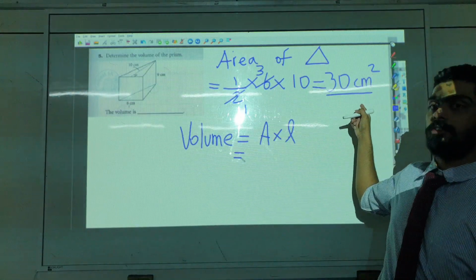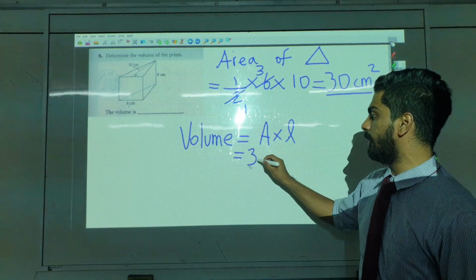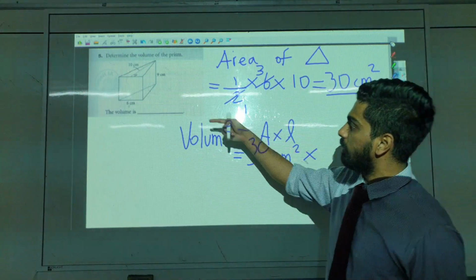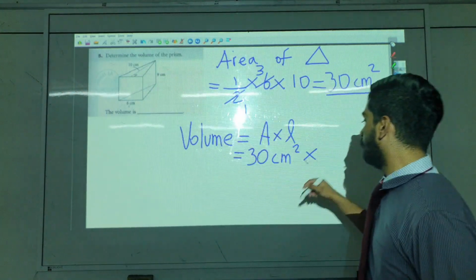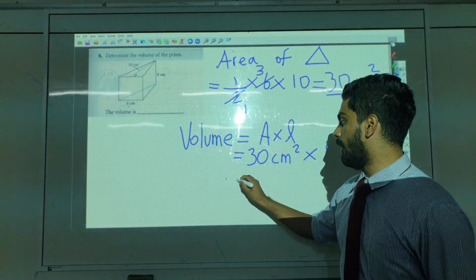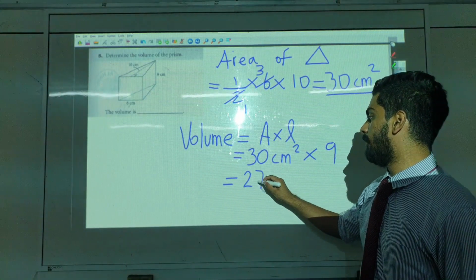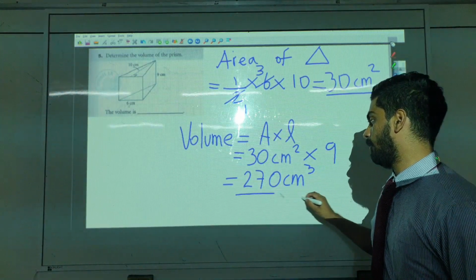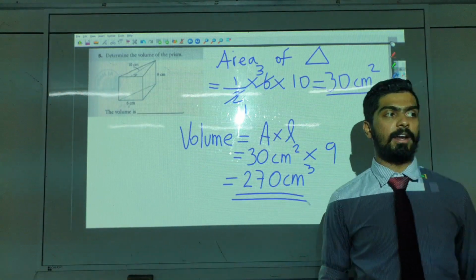The area is 30, right? So we have 30 cm square multiplied. The length is this, right? Multiplied by 9, which is 270 centimeter cube. The end.